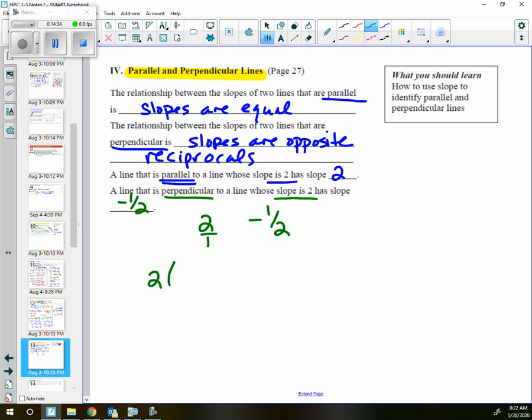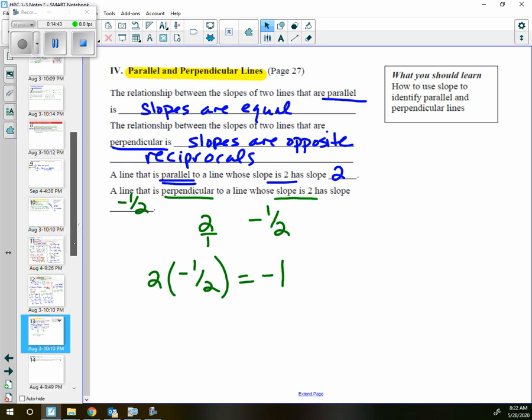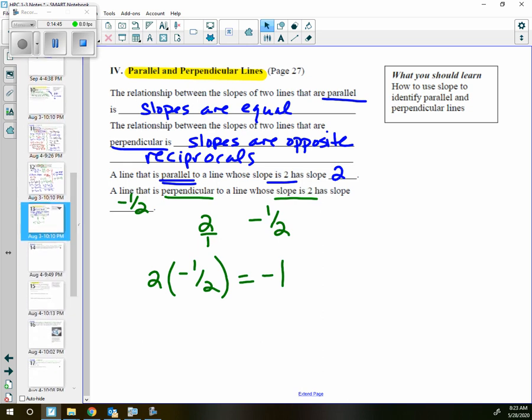Something else to note, when you multiply together two slopes that are perpendicular, you should always get -1. Opposite reciprocals will multiply to -1. It's a good other check if you're not certain if two things are perpendicular. All right, so let's take a look.